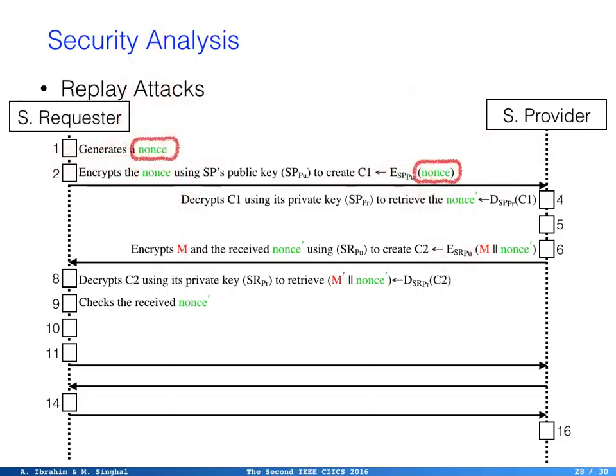In order to prevent replay attacks, a nonce is generated by the service requester at the beginning of the authentication process. It's encrypted using the service provider's public key as shown in step 2 of the authentication phase and sent to the service provider. After the service provider receives the nonce, it's concatenated with the generated M and sent back to the service requester in step 6 of the authentication phase. When the service requester processes the incoming message containing the concatenation, it can ensure that the service provider was able to decrypt the previous message and retrieve the nonce, and that the incoming message is not a replayed message.